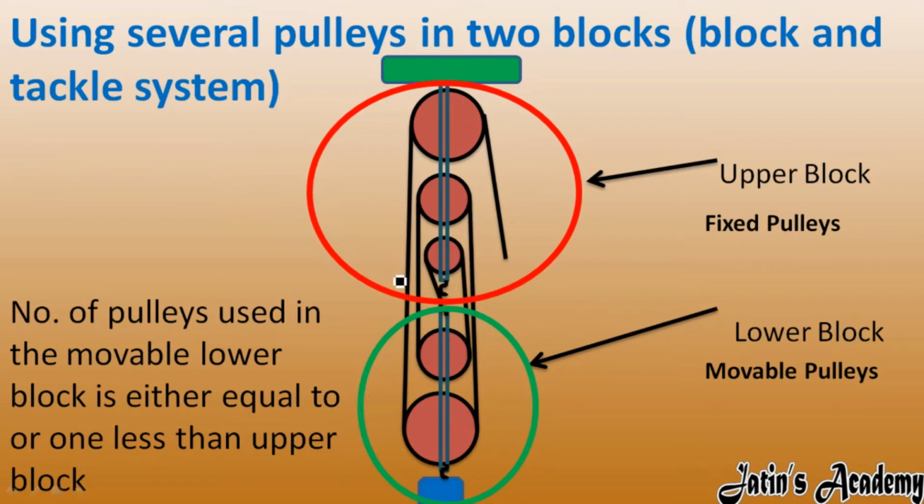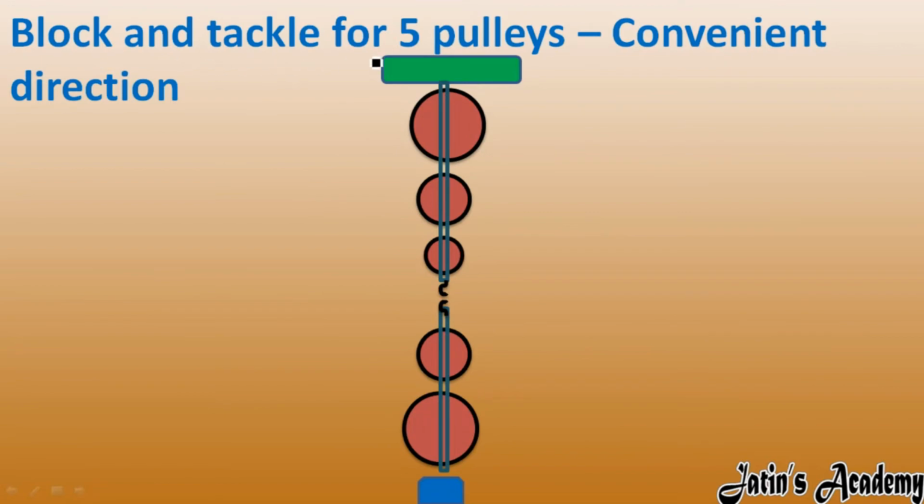Now one by one we have to see the different pulley arrangements, and we will calculate the mechanical advantage and velocity ratio. So the first system we have is block and tackle for 5 pulleys in convenient direction. Now what is the meaning of convenient direction? Before that, block and tackle for 5 pulleys. So here we have 5 pulleys. Now we have to draw this pulley system in the convenient direction. We have to use a string in such a way that it forms a convenient direction. Now tell me, which is our convenient direction, downward or upward?